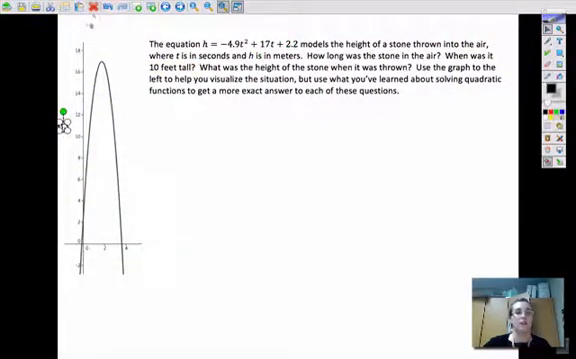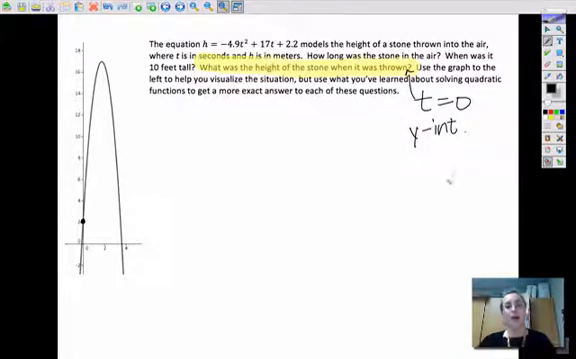And then the last one, this is going to be the easiest one for us, just because of the way that our equation's given to us. Our last question says, what was the height of the stone when it was thrown? Well, I've got my graph over here to help me visualize that. I want to know when it was thrown. So that means I want to know at time equal to 0. So I'm going to look at this spot right here. I'm going to look at the y-intercept.